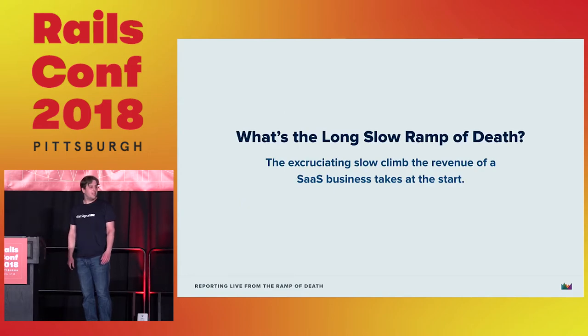And this one you're probably not familiar with, the long, slow ramp of death. We'll get a lot deeper into this in a bit, but it describes the revenue curve that you will see in a SaaS business in the early years. It's called the ramp of death because your costs are pretty high, and then you have to slowly grow up to the base level of your costs. So you are by default dead most of the way.